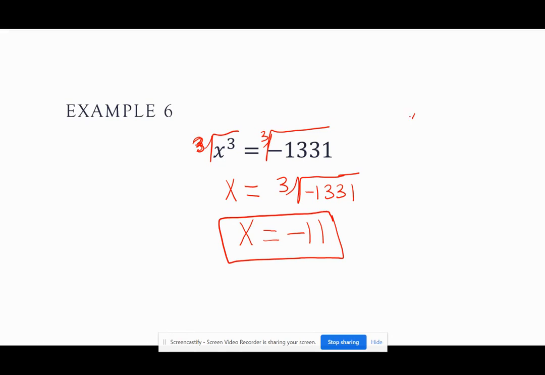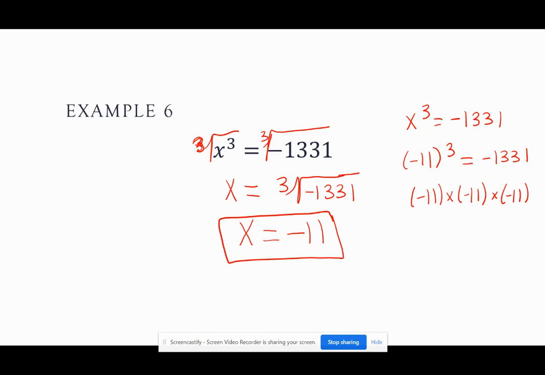So they just want to know if you can check your answer. Does that give you negative 1331? So we found x to be negative 11. So does negative 11 to the third power give you negative 1331? You can type this directly into your calculator, with the parentheses and everything, parentheses negative 11, parentheses to the third power, which is just negative 11 times negative 11 times negative 11, which does in fact give you negative 1331. So you're good.